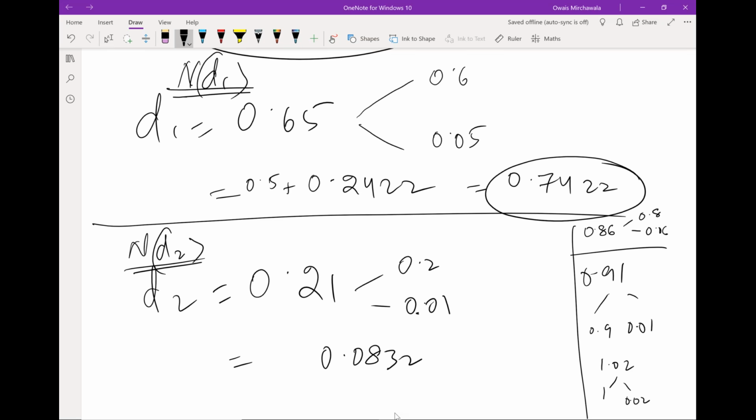And had D1 or D2 been negative, I would have deducted from 0.5, but since it's positive, I need to add 0.5 to the relevant number. This makes it 0.5832. So my N(D1) and N(D2) are 0.7422 and 0.5832. If you have any questions or you want me to repeat, please drop in the questions and then we can address.